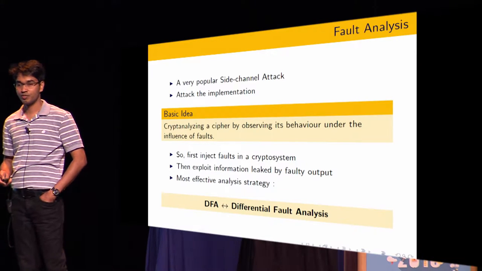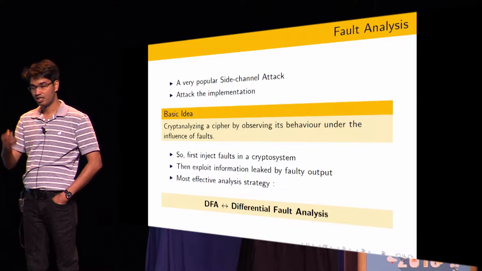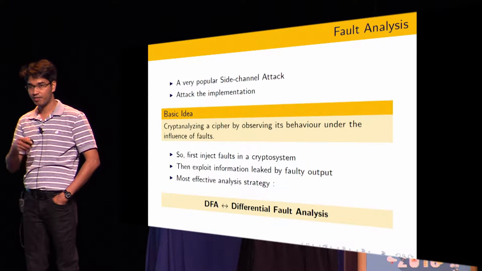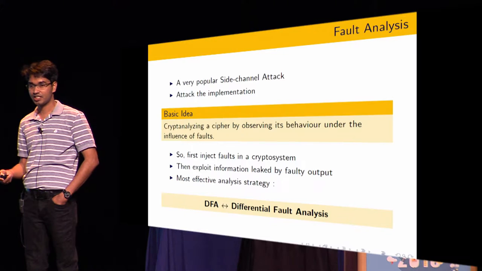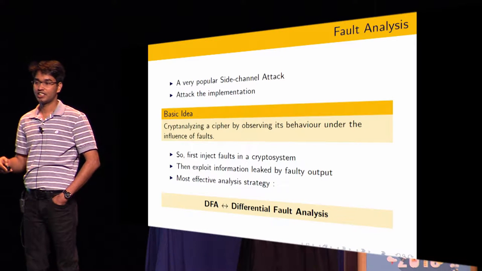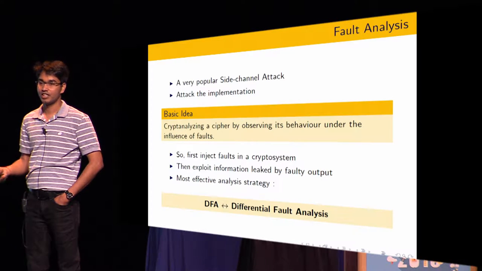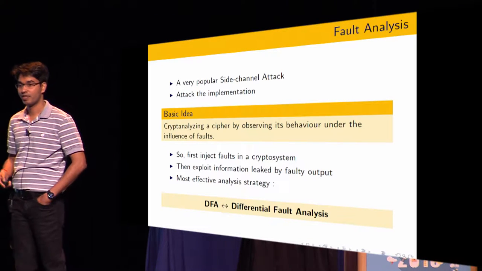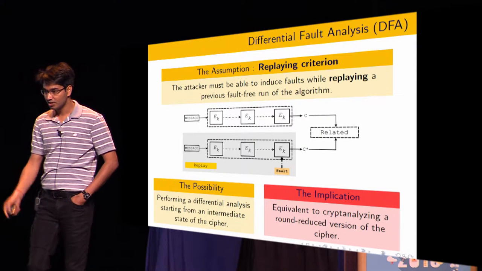There are different kinds of fault attacks in the literature, but the most popularly used attack is the differential fault attack. Differential means you have a good run of the algorithm, and you are replaying the same plaintext in the next run, injecting the fault in a particular place, and then finding out the differential of the two runs, and then analyzing to find the key. So this is like this.